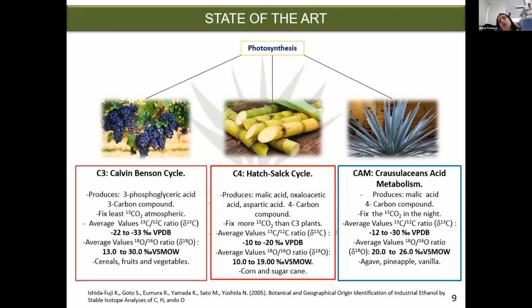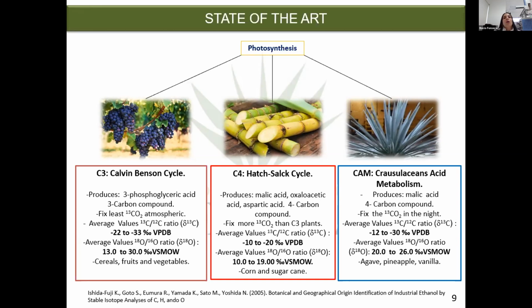And the last group, according to the photosynthesis, is the CAM group, or crassulacean acid metabolism. Their values for carbon-13 are between -12 to -30 parts per mil, and for oxygen-18 between 20 to 26, and we can find agave, pineapple, and vanilla in this group.